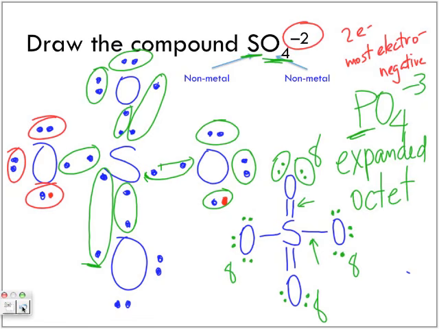The only one that doesn't follow that 8 valence electron rule is the one that can have what we call the expanded octet. And sulfur here has 12 electrons.